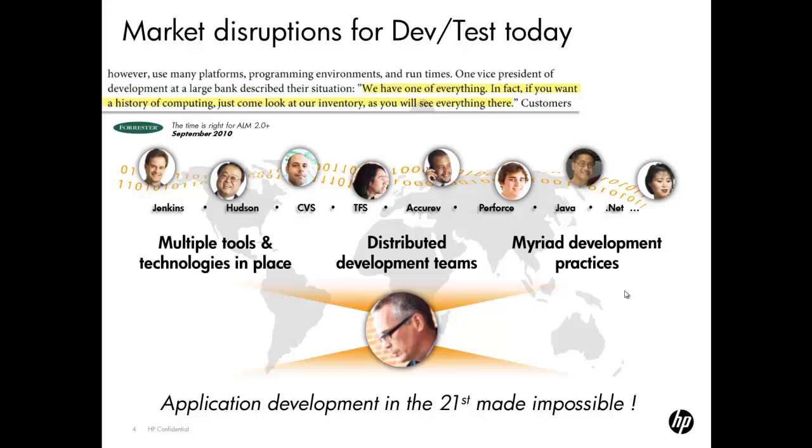In addition, technology is constantly evolving. Application teams are interested in adopting the most cutting-edge technology, but still must support legacy technology at the same time. Adding to that a variety of practices, from waterfall to agile and the different flavors of agile, application development in the 21st century turned out to be almost impossible.